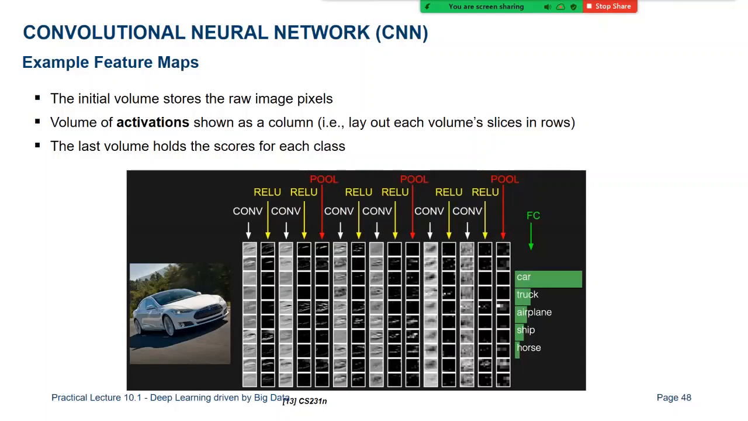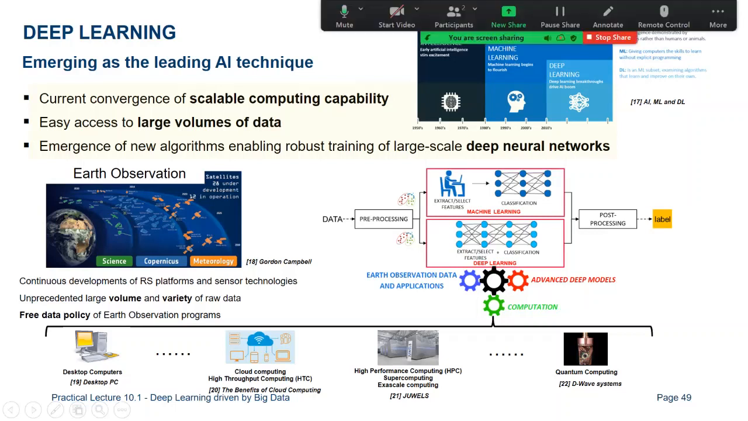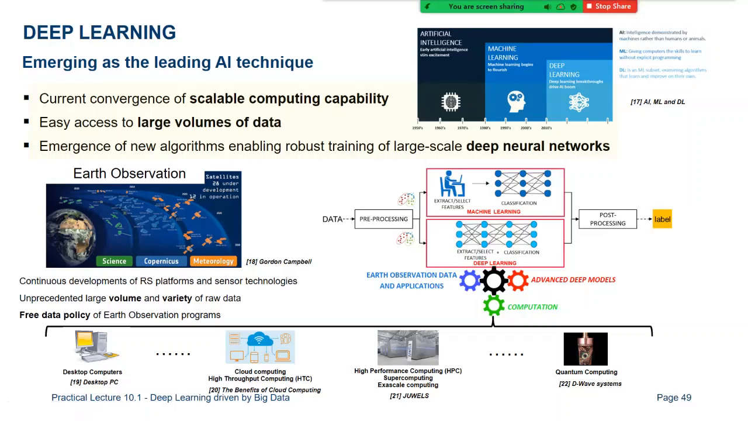Okay, now I would like to zoom a bit back before I continue with convolutional neural networks, in particular how we can optimize the weights of convolutional neural networks, by talking, again, more generally about deep learning. So deep learning is basically emerging as a leading artificial intelligence technique. As you see here, probably already in the scheme, deep learning is a subfield of machine learning, which is a subfield of artificial intelligence. And why is this happening?